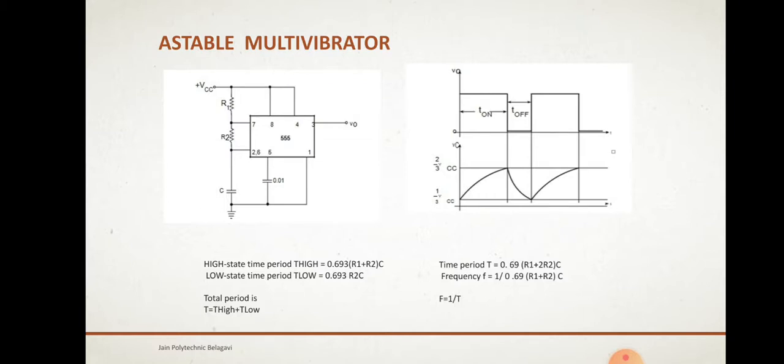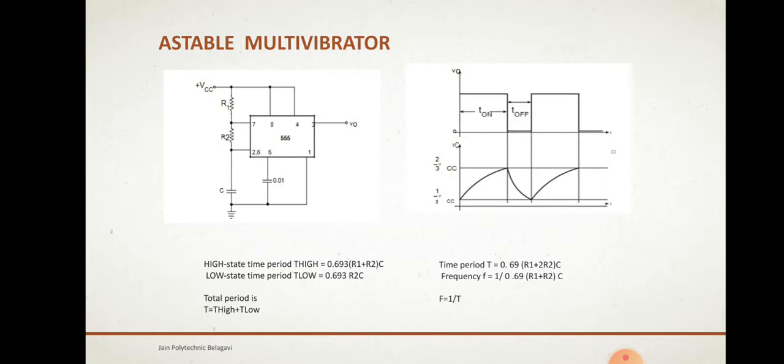The high state and low state time periods are governed by the charge from plus VCC by 3 to plus 2 VCC by 3, and the discharge from plus 2 VCC by 3 to plus VCC by 3. These timings are given by the equations. High state time period T high equals 0.693 (R1 plus R2) times C. And for the low state time period, T low equals 0.693 R2 C.